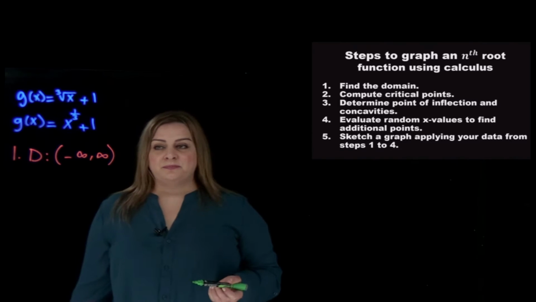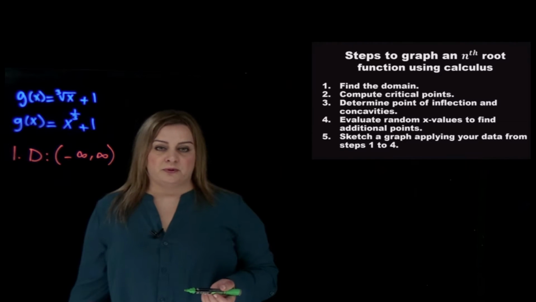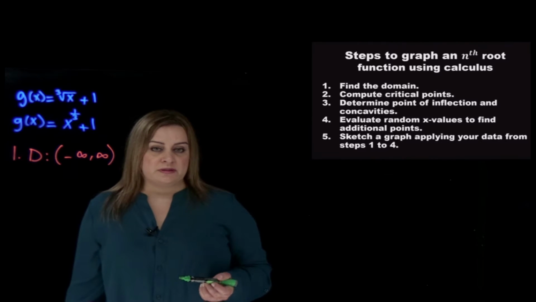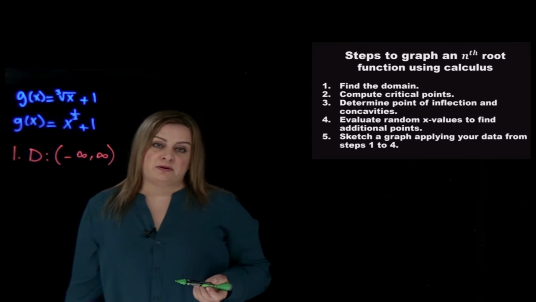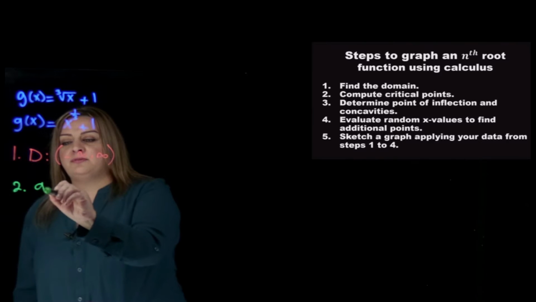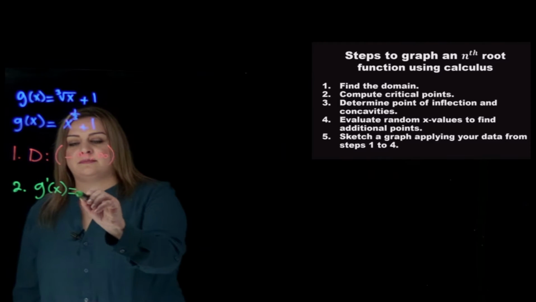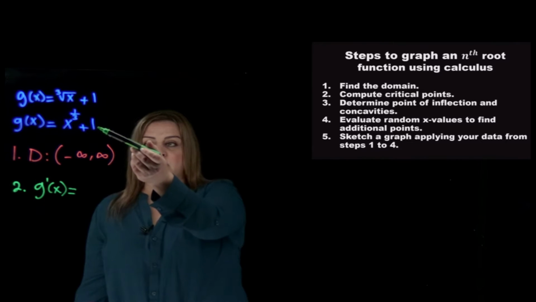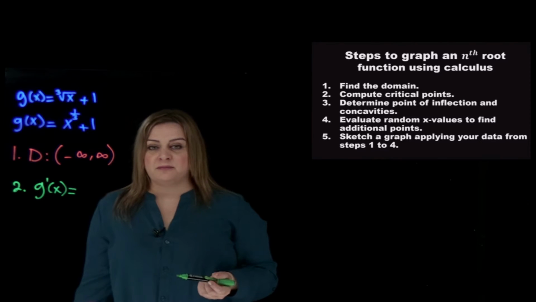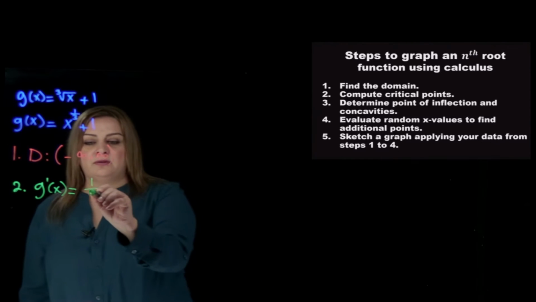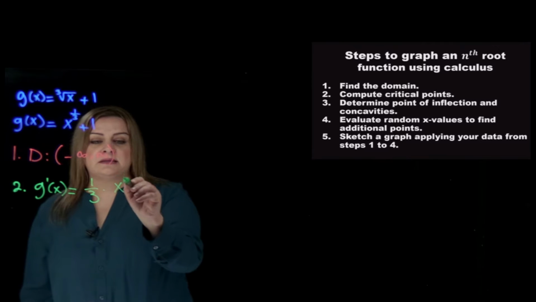Moving to step 2. Step 2 says to compute critical points. We first have to find the critical numbers and compute the first derivative of our function g of x. So step 2, we have to find g prime of x. I will be applying the first derivative to the rational exponent form of my function and apply the power rule for derivatives. I will have 1/3 times x to the 1/3 minus 1.